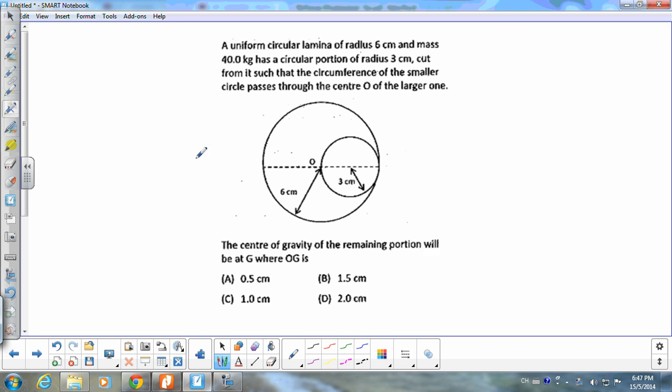Okay, for this question, it is a bit difficult because now we want to get the center of gravity for this big object minus this small object, because this small object is drilled away. So your real area is just this shaded portion. Now, how are we going to determine the CG of this shaded region only?